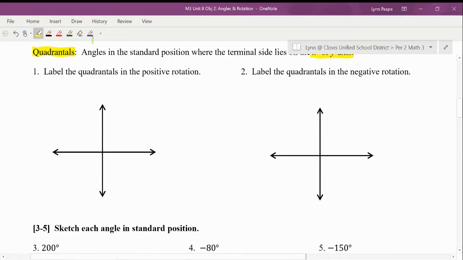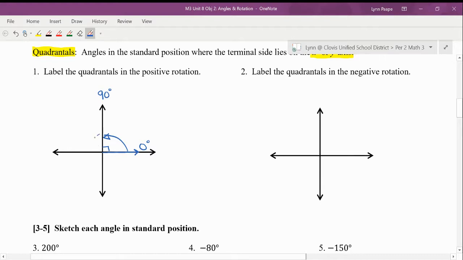For question number 1, they're asking us to label the quadrantals in a positive rotation. So we have our initial ray right here, and then we rotate up to the first quadrantal. How many degrees did I rotate? Our first quadrantal, the positive x, is 0 degrees because we didn't go anywhere. Then when we rotate up to the positive y, that is 90 degrees.